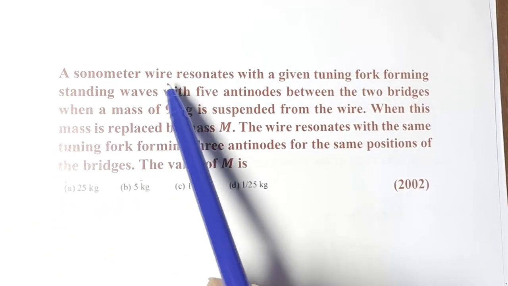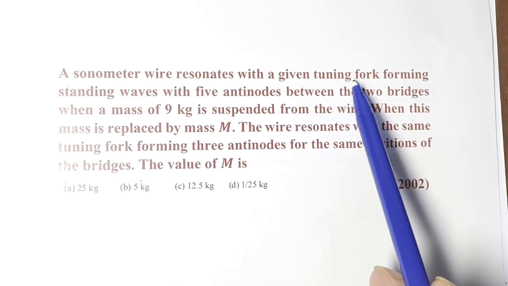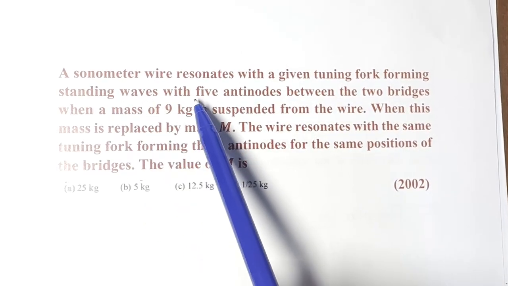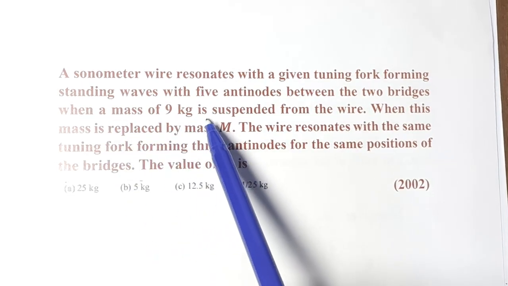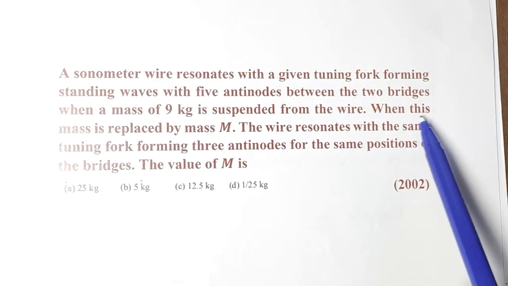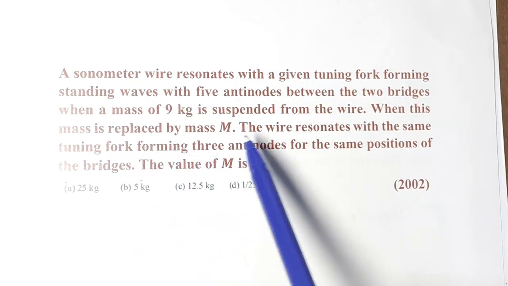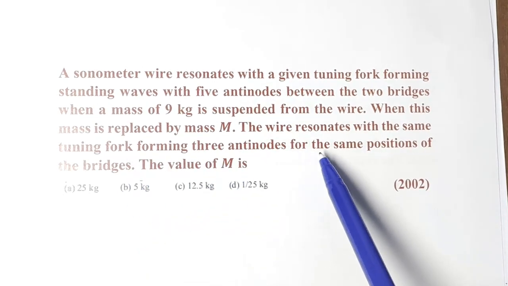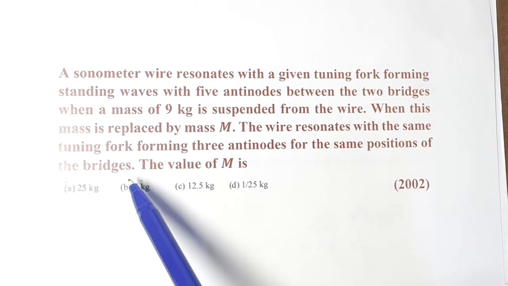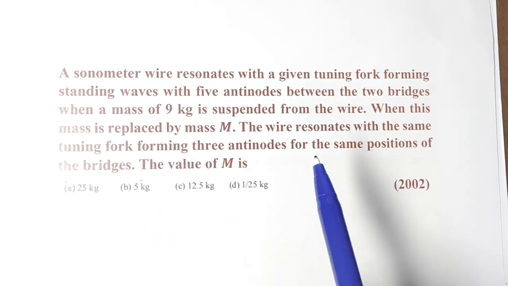A sonometer wire resonates with a given tuning fork, forming standing waves with 5 antinodes between two bridges when a mass of 9 kg is suspended from the wire. When this mass is replaced by M, the wire resonates with the same tuning fork, forming 3 antinodes for the same position of the bridges. The value of M is.